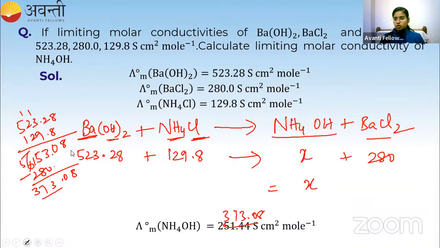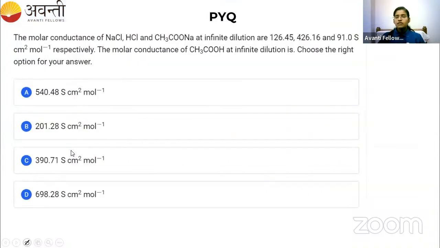Okay, fine. Now, here is one previous year question from this particular topic. So, try to solve this and give me the correct answer in the chat box. What could be the correct option? The molar conductance of three compounds are given. The molar conductance of acetic acid at infinite dilution is asked. So how to solve this?